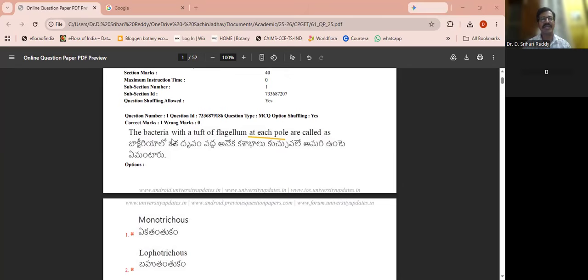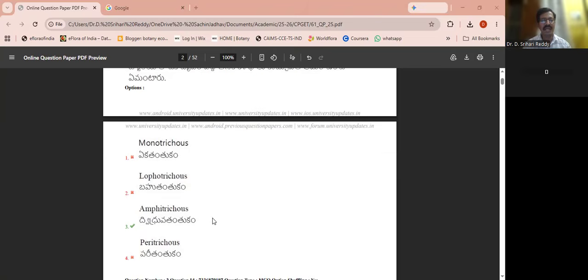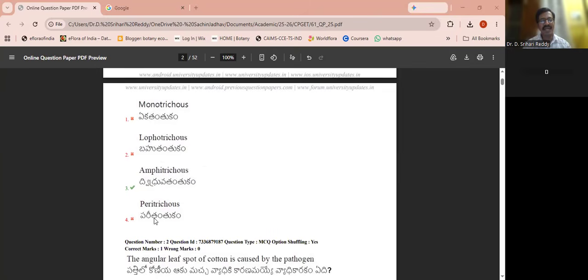If a bacteria contains a single flagellum at one end or one pole, that is called monotrichous. If the bacteria contains many flagellum at one pole, that is called lophotrichous. If the bacterium contains flagellum at both sides or both poles of the bacteria, that is called amphitrichous. And if the bacteria contains flagellum all over the surface, that is called peritrichous.